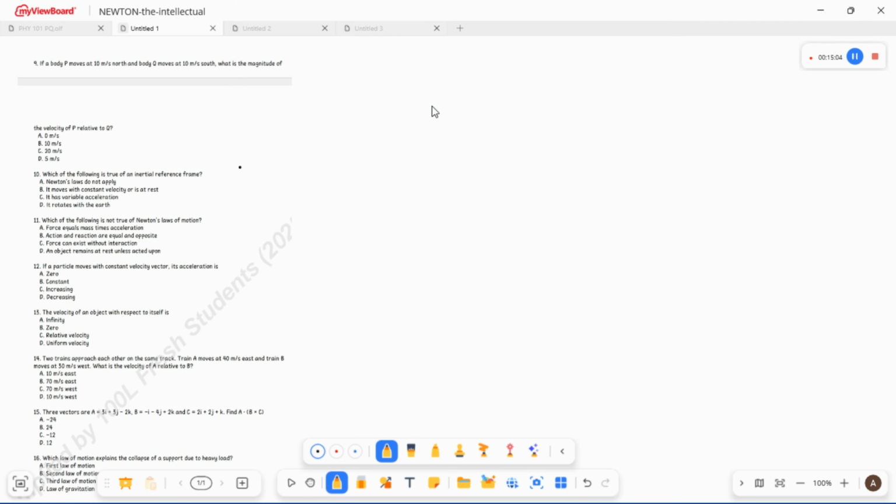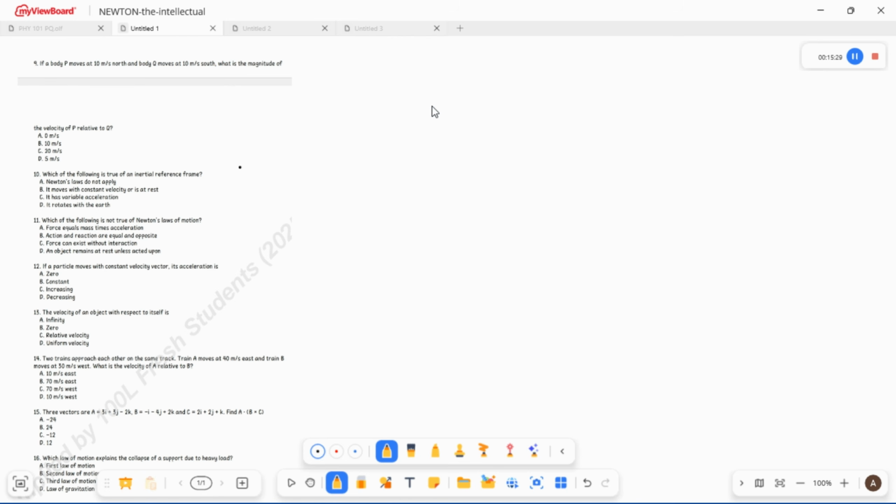Then option C says force can exist without interaction, which is not true. Force cannot exist without interaction. You cannot keep a body on a table and then nothing touches that body, and then it just begins to move. There must be an interaction for force to occur. Now, option D says an object remains at rest unless acted upon, which is Newton's first law of motion. So C is going to be the correct answer for this question.